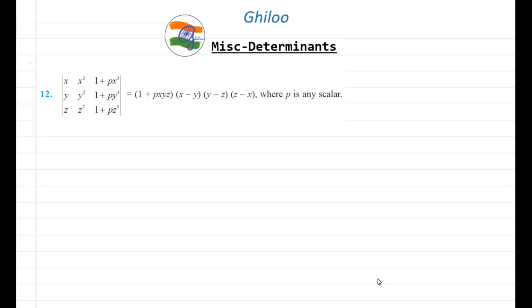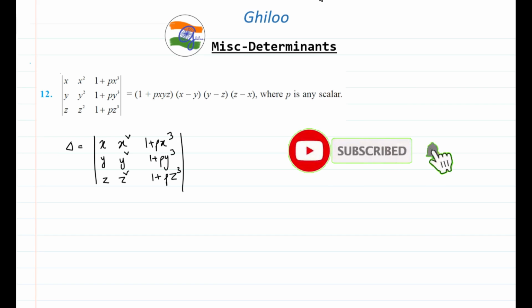So we want to first represent the LHS in the form of delta. So let delta be equal to the given determinant. You can clearly note that there is a symmetry in row 1, row 2 and row 3 that we can make use of. If we subtract each other, you can see that there can be something in common that we can pull out of the determinant to make it simpler. That's what we will do.